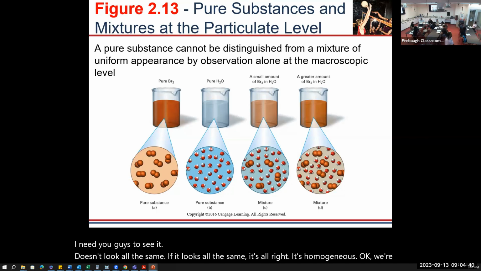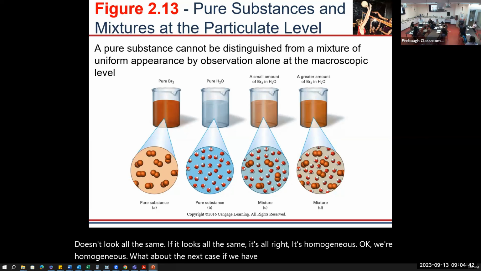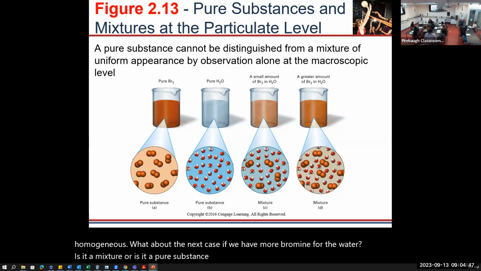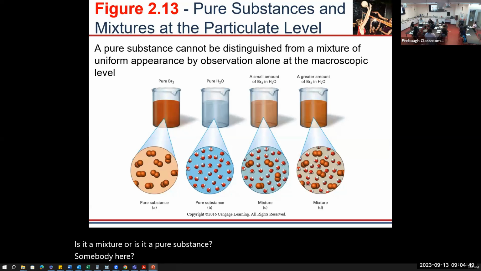What about the next case? If we add more bromine to the water, is it a mixture or is it a pure substance? A mixture. Is it homogeneous or heterogeneous?